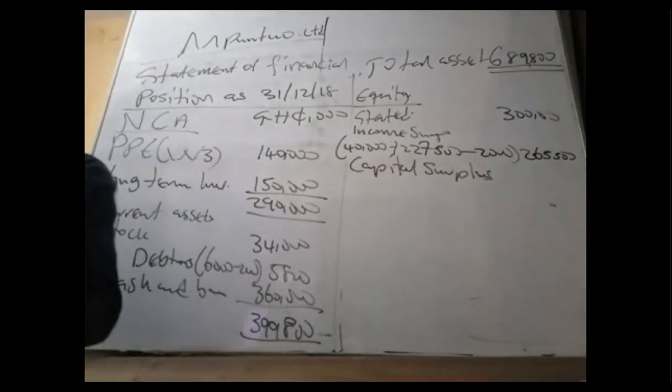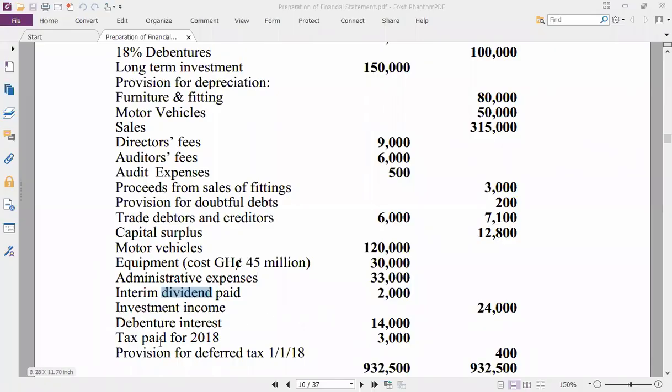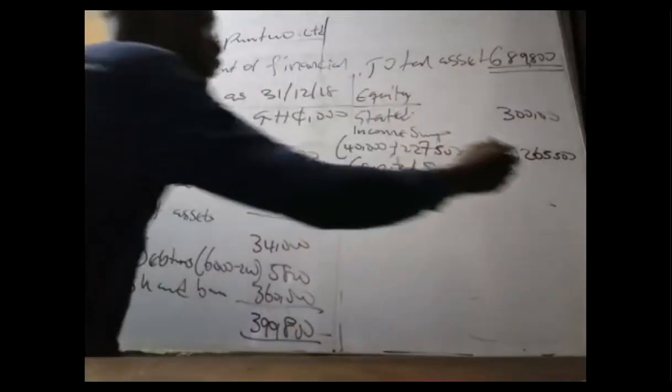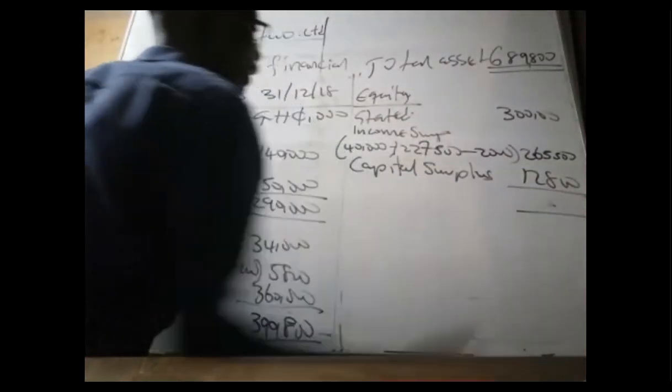And capital surplus from this question. Let's see capital surplus from the trial balance. Capital surplus is 12,800. So 12,800. Let's quickly put it together.